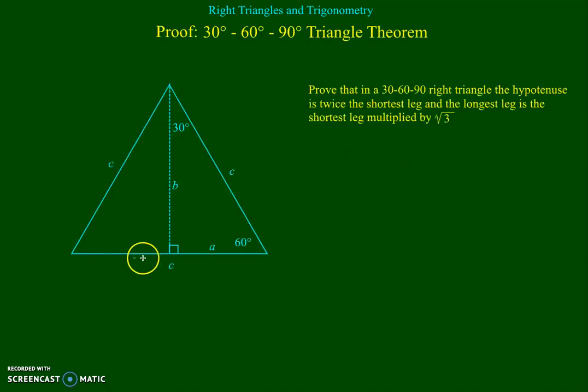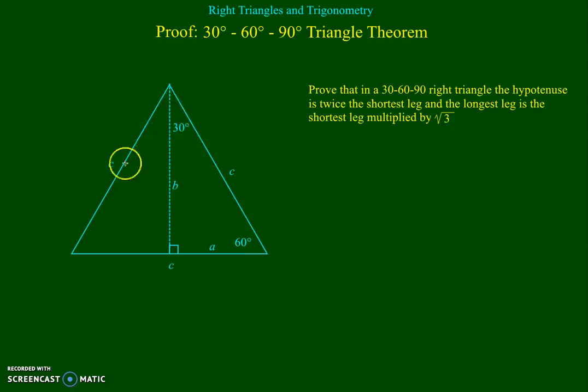For this proof, I've drawn an equilateral triangle. You can see that each side has a length c. And I've drawn an altitude from a vertex perpendicular to one of the sides. In a previous unit, we learned that an altitude in an equilateral triangle is going to be a perpendicular bisector of both the side that it's perpendicular to and the vertex angle.